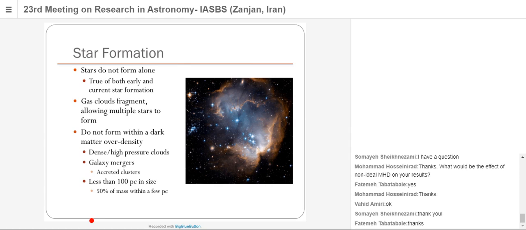Now, since stars have been forming in a given galaxy since the galaxy itself was born, star clusters can be used as tools to study their host environment.